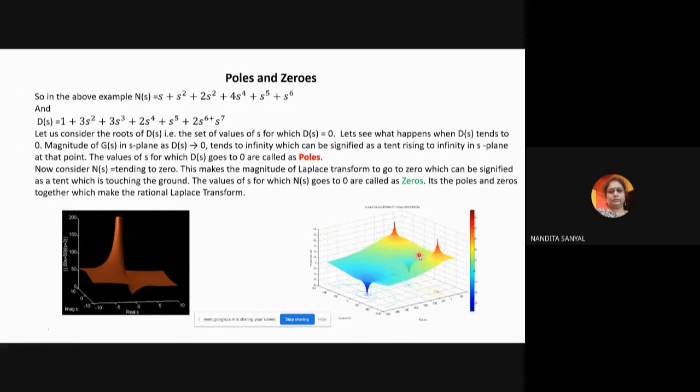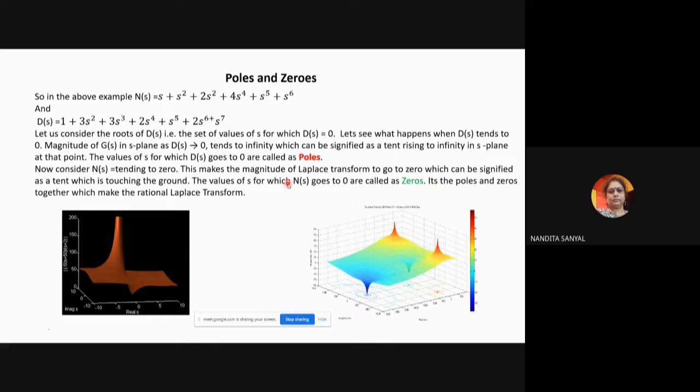And here we can see that at the poles, that means at the roots of the denominator polynomial, the magnitude of the system function becomes infinite. So from there we can find out where the poles are situated. Similarly, we can take the numerator polynomial equal to 0.